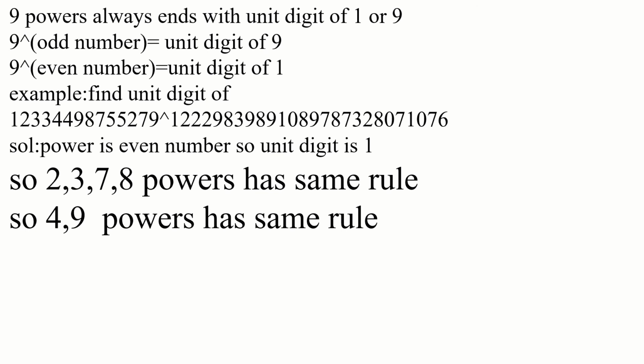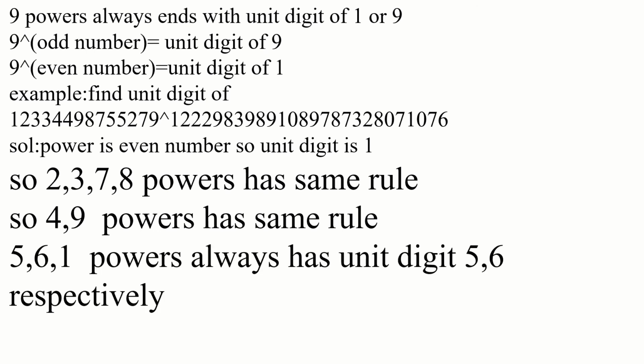4 and 9 have the same rule, because 4 power odd number has a unit digit of 4, and 4 power even number has a unit digit of 6. So 9 power odd number has a unit digit of 9, and 9 power even number has a unit digit of 1. So 5, 6, 1 give the same numbers, 5, 6, 1 respectively.